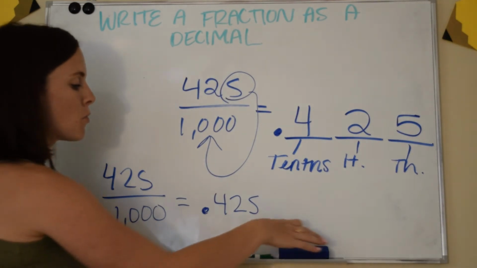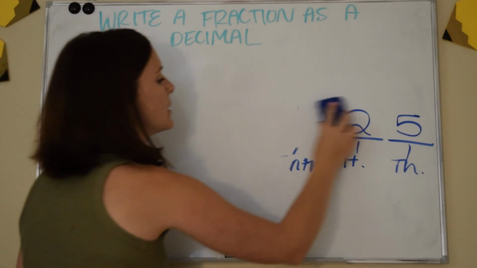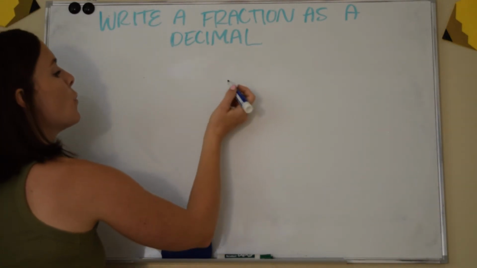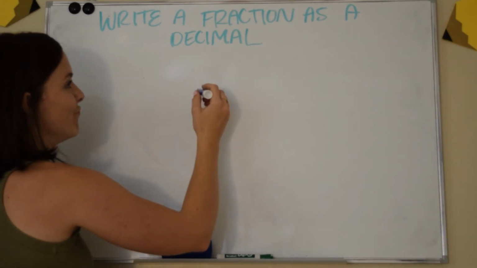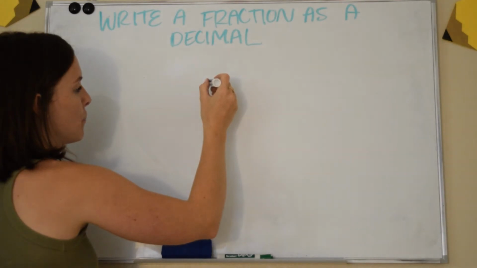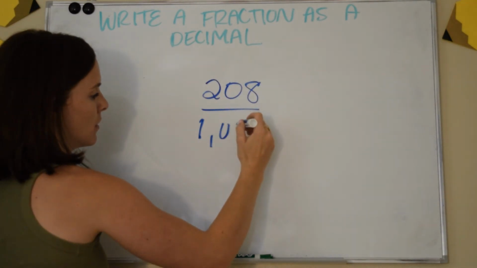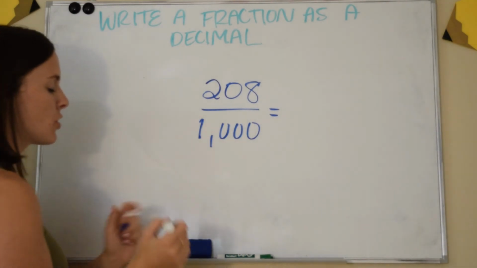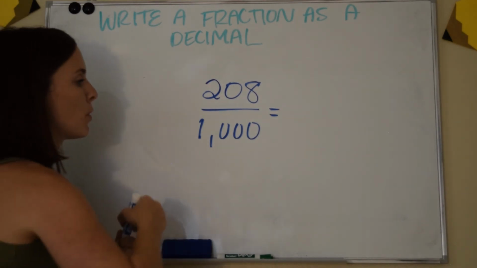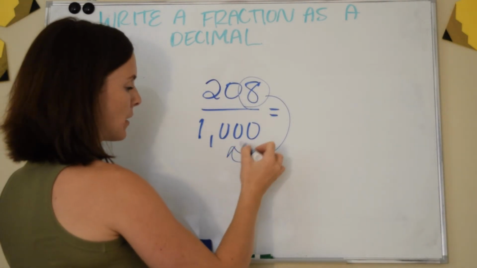I'm going to do one more when we have zeros taking the place of some of the places in a place value chart. So what if I had 208 thousandths? So nothing changes as far as where you place digits, even if there's a 0. It's really important to know that. So the last digit is an 8, and it needs to go in the thousandths place.